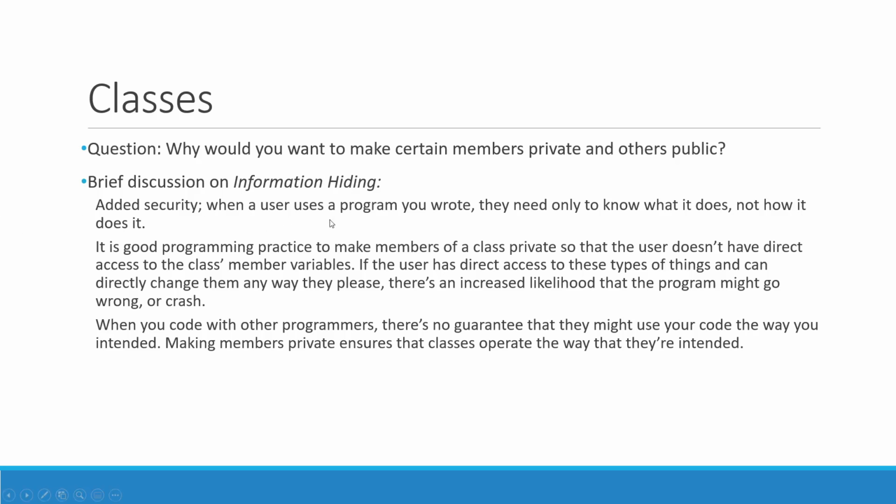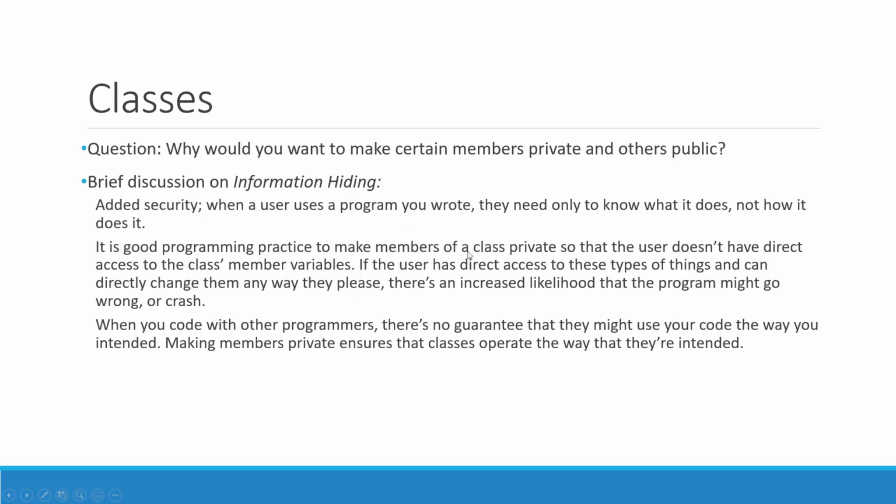So, when a user uses a program that you wrote, they only need to know what it does. They don't need to know how it does it, and that's the way it should be. It's good programming practice to make members of a class private so that the person using your program doesn't have direct access to the class member variables. Because if the user can directly change these variables in any way they please, there's an increased likelihood that the program might go wrong or crash. So it's not just a question about security. It's to make the program that you're writing a little more, I don't know, idiot proof, for lack of a better term.